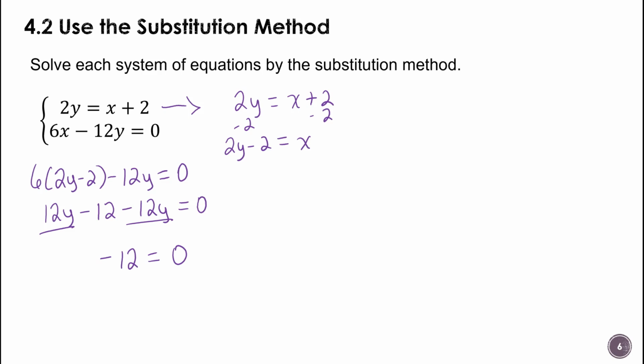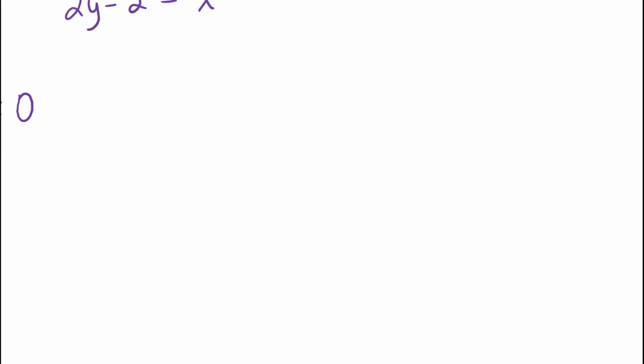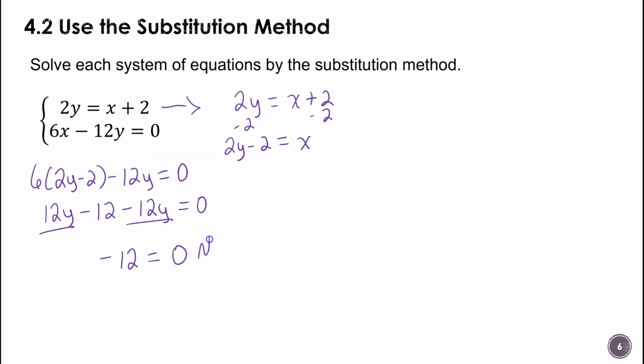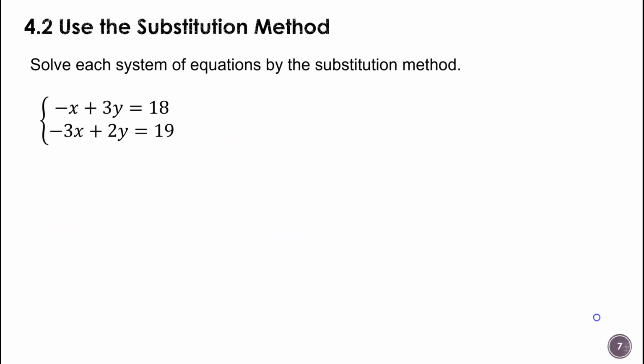So these two equations would have been parallel, right? They would have the same slope, but they would not have the same y-intercept. So this would be called no solution. And you can see that this is a false statement, and so that means we can't have a solution for this particular set of equations. All right, here's the next one.